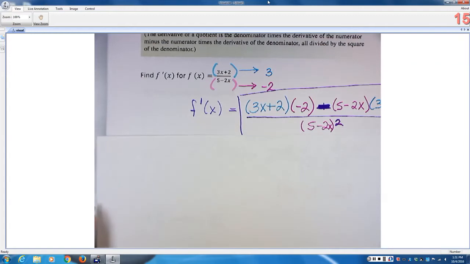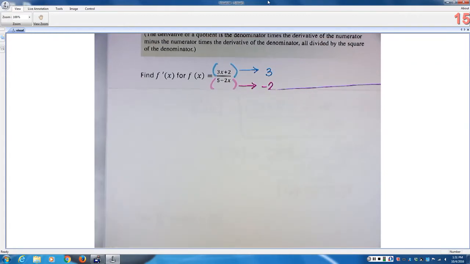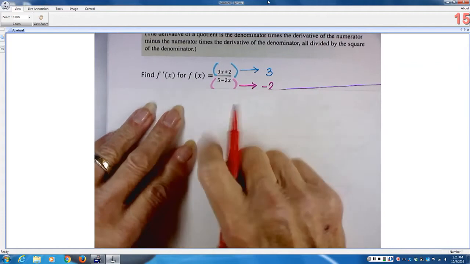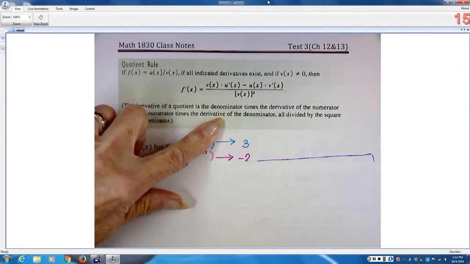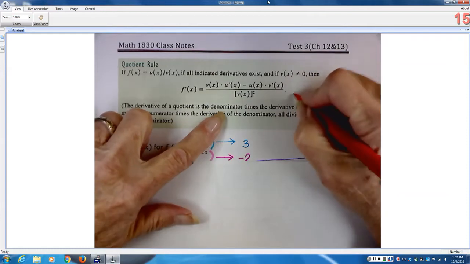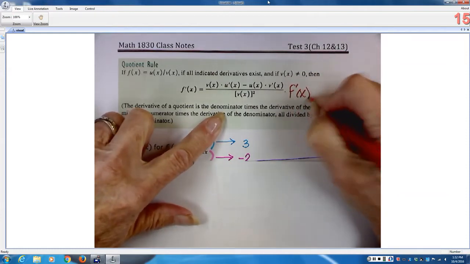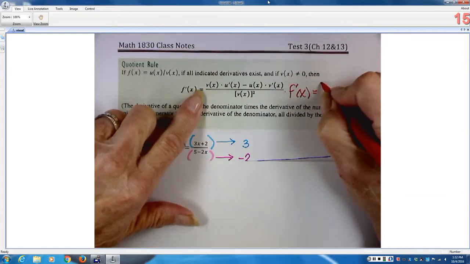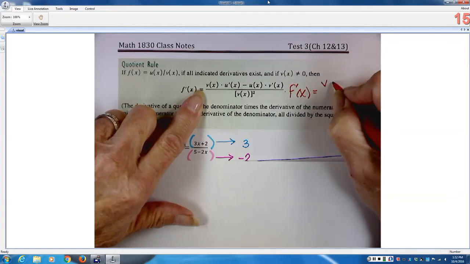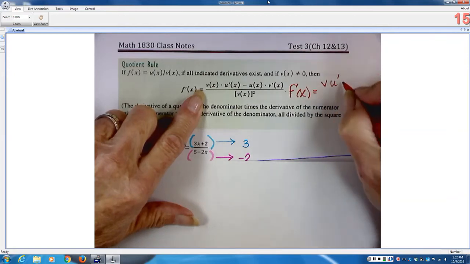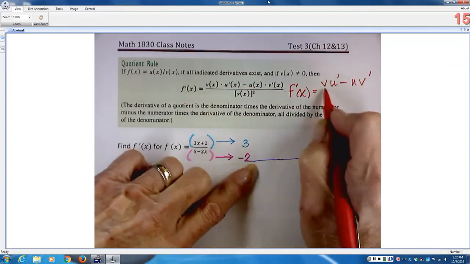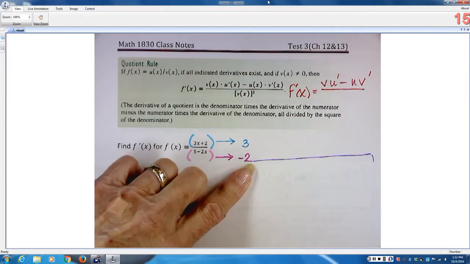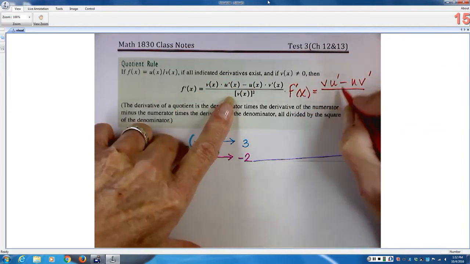So let's start back here, go at this again. And let me rewrite the rule up here in my version of it. F prime of x is going to be denominator times derivative of the numerator minus numerator times derivative of the denominator. And all that's going to happen is there's going to be some signs change. And then it's over the denominator squared.